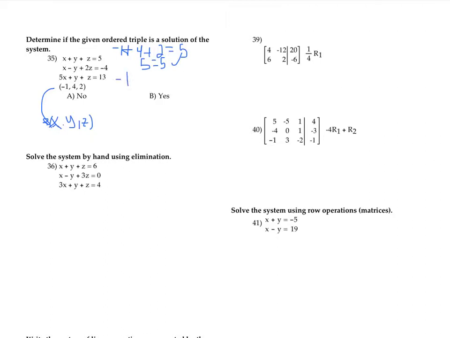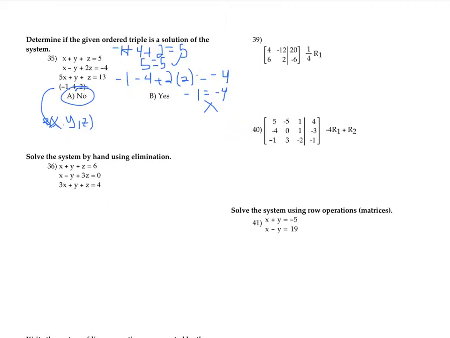So -1 minus a positive 4, so that's -4, plus 2 times 2 equals a -4. So -1 and -4 is -5. -5 plus 4 is -1. That does not work. So this is a no and we stop. If it was a yes, we'd have to keep going and do that last one just to see if it worked out or not.